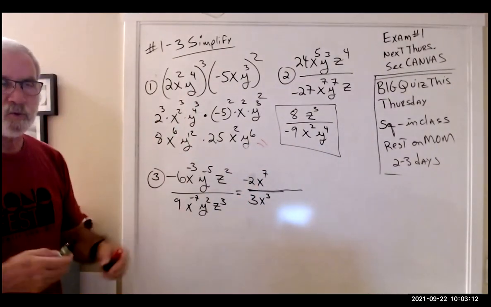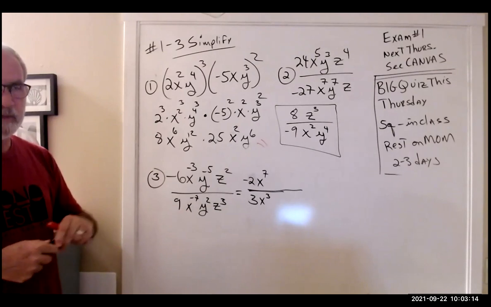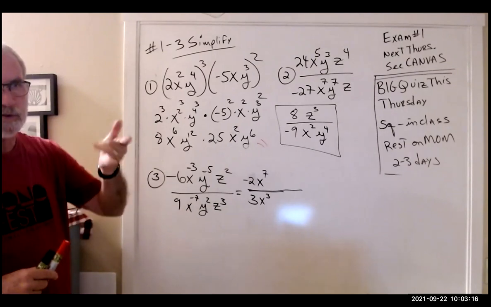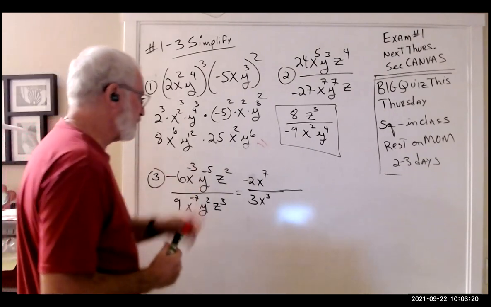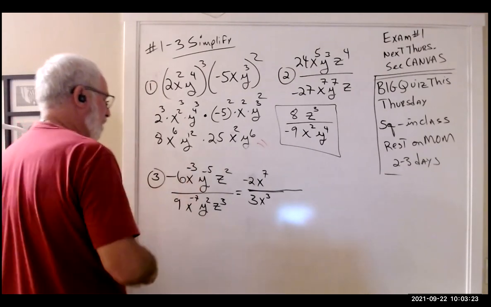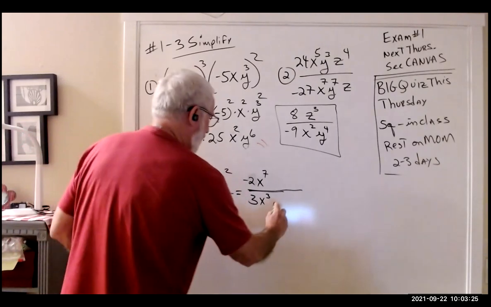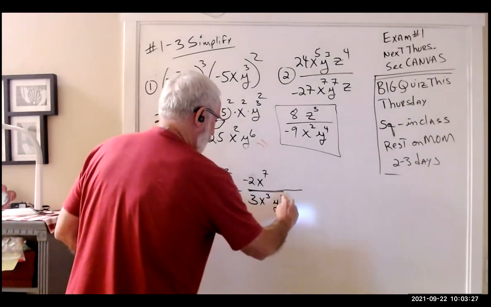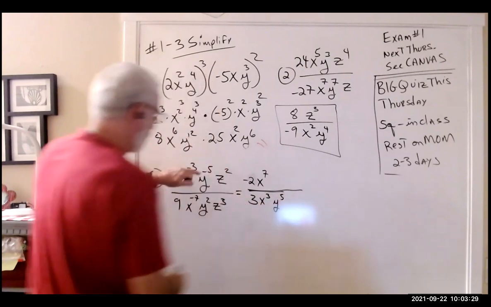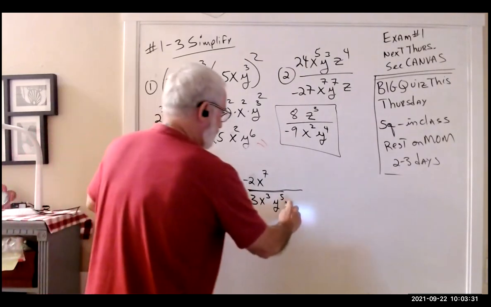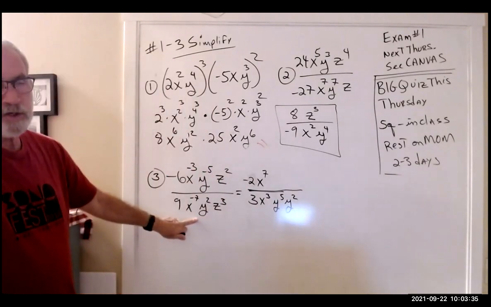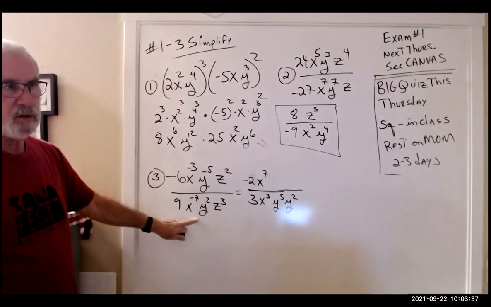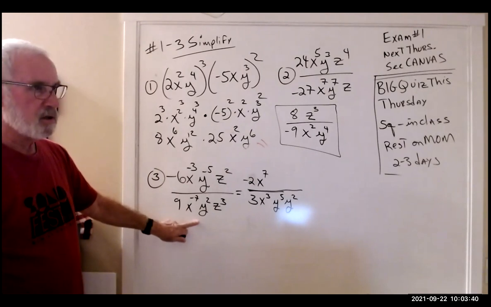That's the rule of negative powers. Negative powers mean the reciprocal, which is a fancy way of saying just flip it. Okay, on my y's, this is a little bit tricky. On my y's, the y to the 5th flips down, but the y to the 2nd does not flip. It doesn't have a negative power. So it just stays down there.